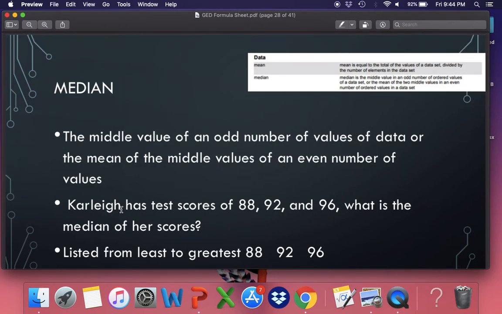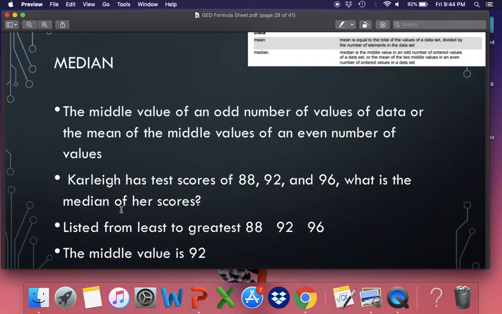A median is the middle value of an odd number of values of data, or the mean of the middle values of an even number of values. So let me explain. Carly has test scores of 88, 92, and 96. What is the median? So first, always with median, you have to list from least to greatest, which they already are here, 88, 92, and 96. So the middle number is 92.